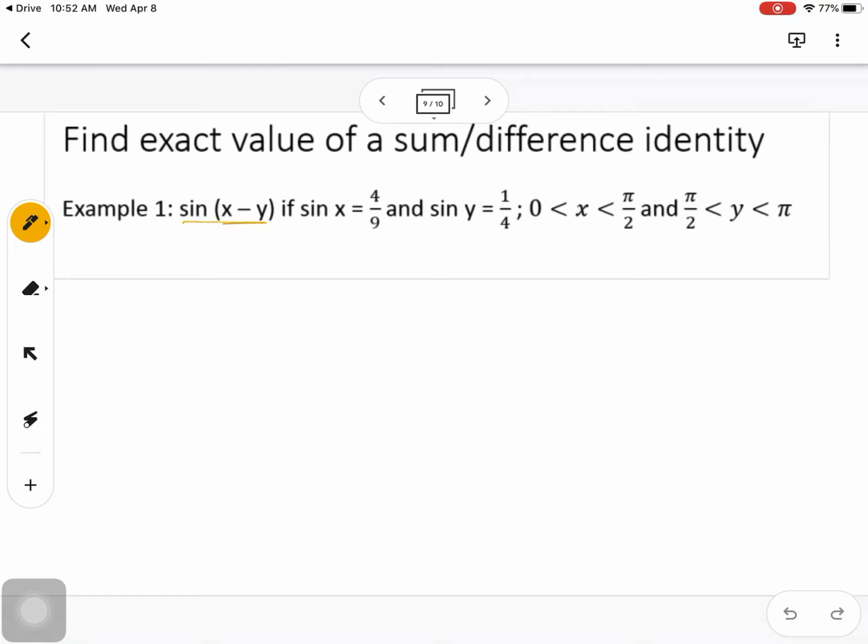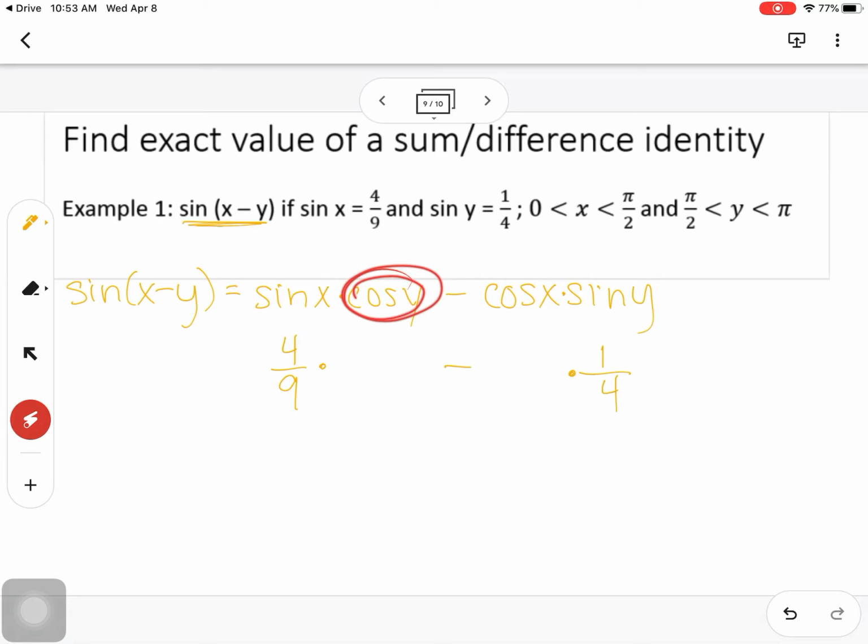So what I'm going to do first is just expand this identity so we really see what we're working with. Doing sine, you're going to do sine of x times the cosine of y, minus, because that sign matches, cosine of x sine of y. And we're going to try to plug in what we can. So first off, they gave me sine of x, so I can plug that in right there. They also gave me sine of y, so I'm going to go over to the other side and plug in the 1/4. But we need to be able to find cosine of y and cosine of x.